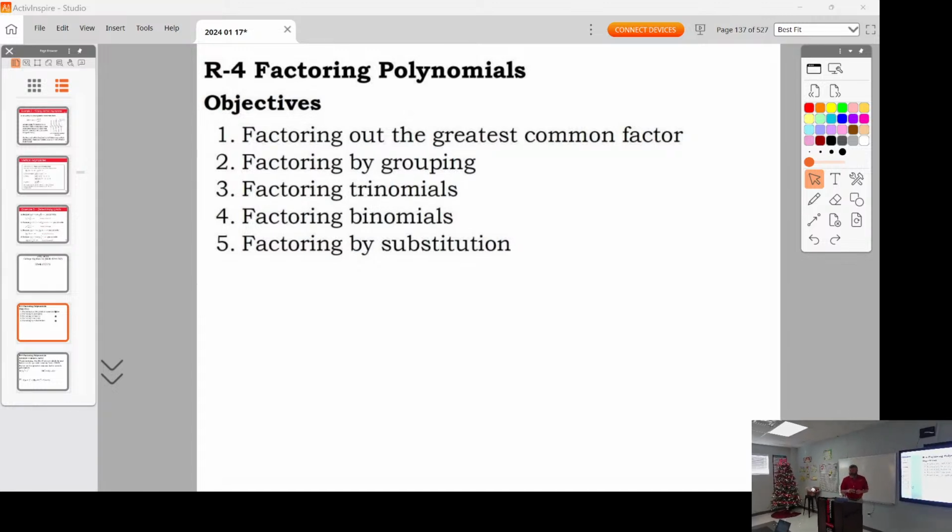Your favorite thing, factoring. As I've said many times before, you can ask my kids in calculus, factoring is important. It's not going to go away. Pre-cal, calculus, it's all there. Greatest common factor, factoring by grouping, factoring trinomials, binomials, and substitution. Is there anything up there that we have not covered yet? We've done it all. How many of you are comfortable with factoring right now? That's expected.